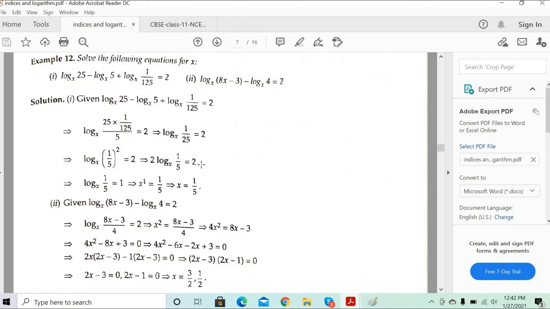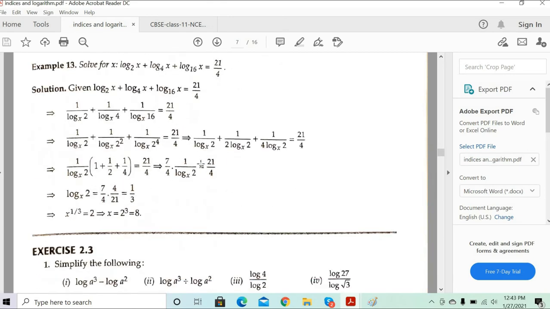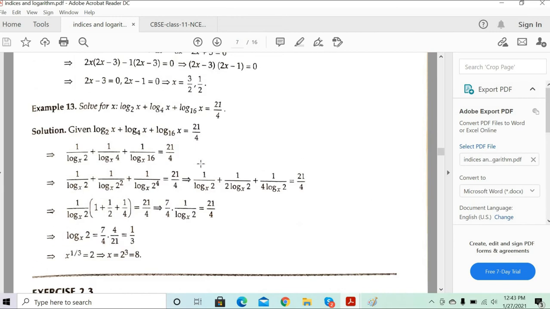Then Nisha, what's the answer you got for example 12? 1/5. Excellent. Perfect. Now let's go to the last example, 13.